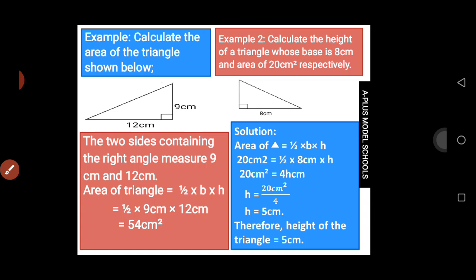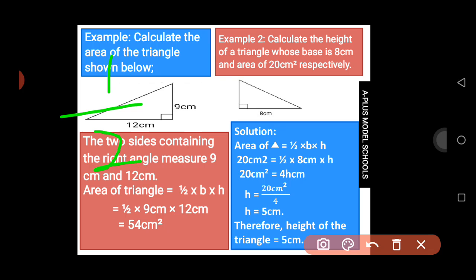So let's look at an example. Example 1. Calculate the area of the triangle shown below. So you can see in this triangle, we are given the base to be 12 and the height to be 9. Just apply your formula. So your formula is half base times height. That is 1 over 2 times 9 times 12.